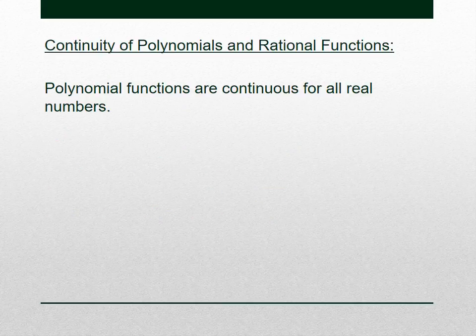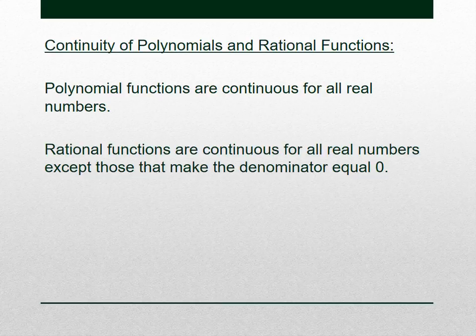Continuity of polynomials and rational functions. So first off, polynomials are continuous everywhere for all real numbers. No matter what you plug in, if you have a polynomial, it's continuous at that x value. Rational functions are continuous only for the x values that make the denominator not equal to 0. Another way to say that is that they are not continuous only at the x values where the denominator is 0.